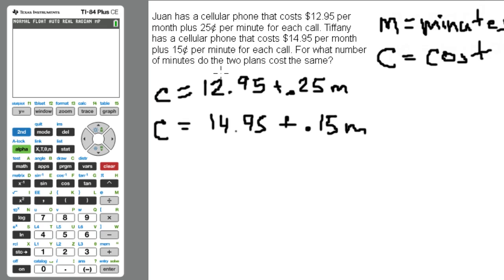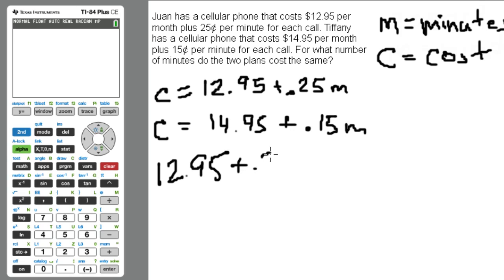So we want to solve for M, and we want to know when these two plans are going to cost the same amount. And this is a question that's basically just begging for you to do substitution, because this one tells you C equals 12.95 plus 0.25 M, and this one says C equals 14.95 plus 0.15 M. So if they're both equal to C, you could just set these two equal to each other because they're both equal to C.